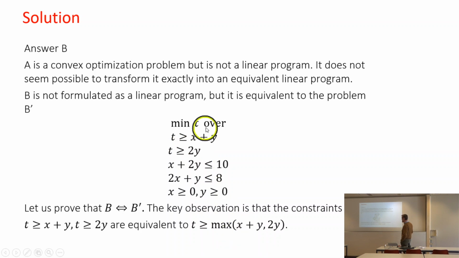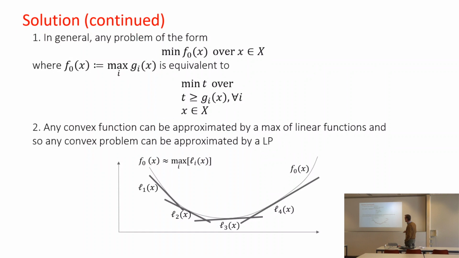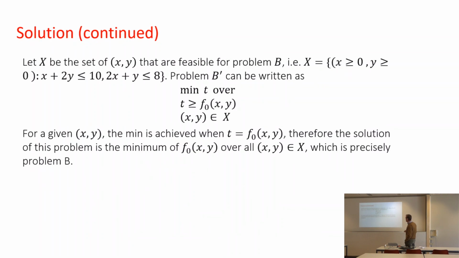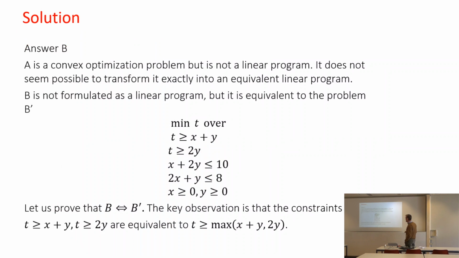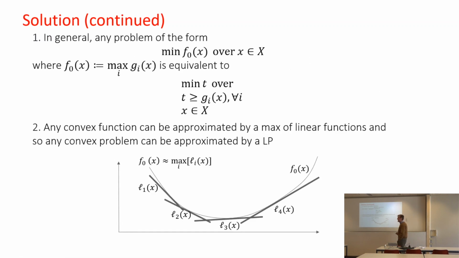So this is why this change here is equivalent to the problem we had before. In the solutions that I will post later, we give exactly a formal proof of the two. But the intuition, I gave it here. When x and y are fixed, finding t that minimizes t subject to those two constraints is the max of the constraints here. And this is quite general, and we have to learn how to do this transformation for general problems.